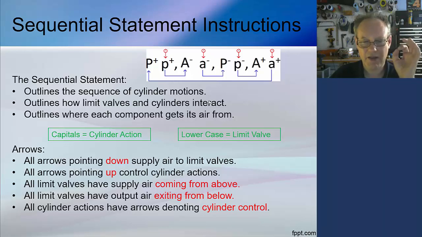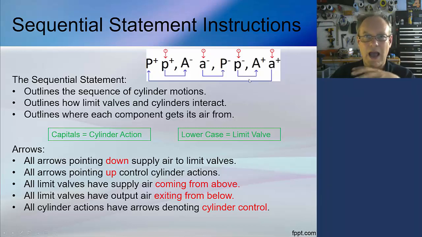All cylinder actions have arrows denoting cylinder control. So as you're going through your sequential statement, if any one of these actions does not have an arrow going up to it, there's something missing.